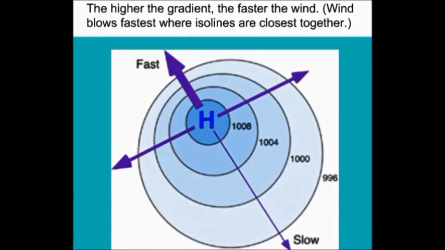On this isobaric map you can see what's called a high pressure center, which is surrounded by circles of lower pressure. The air again is moving away from high pressure to low pressure, so it's blowing outward from the high pressure center. And also notice that just like when we learned about topographic maps, the pressure gradient is steepest where the lines are closest together, and that results in the fastest wind.